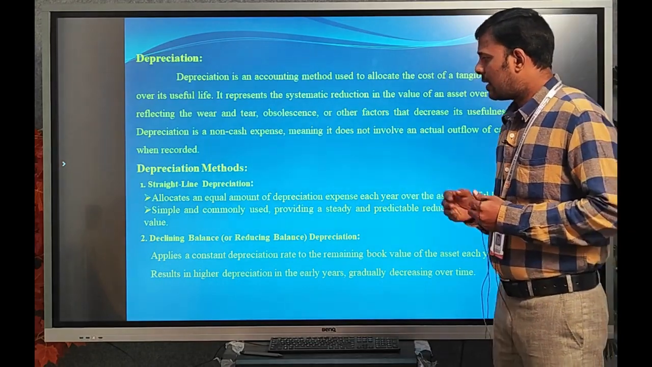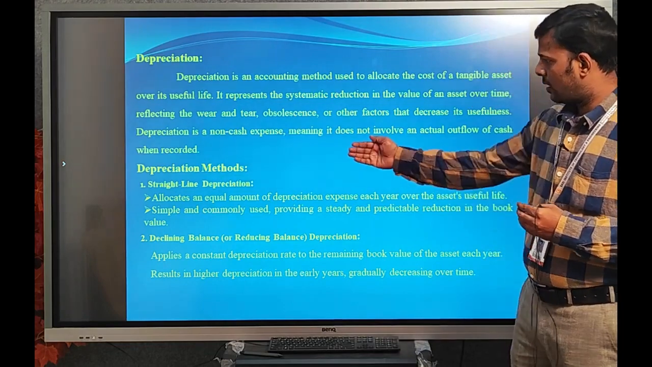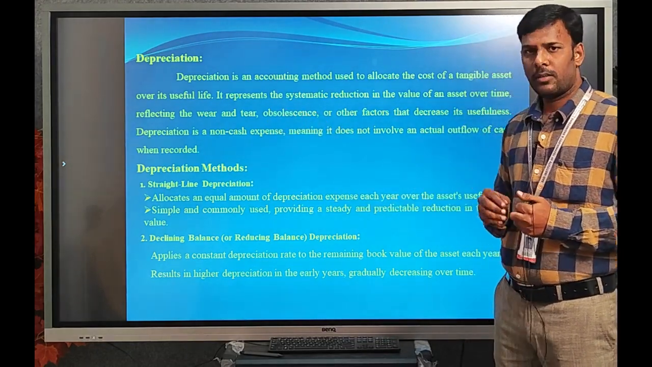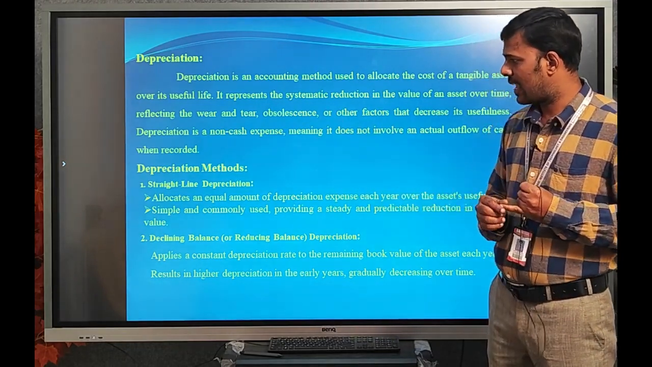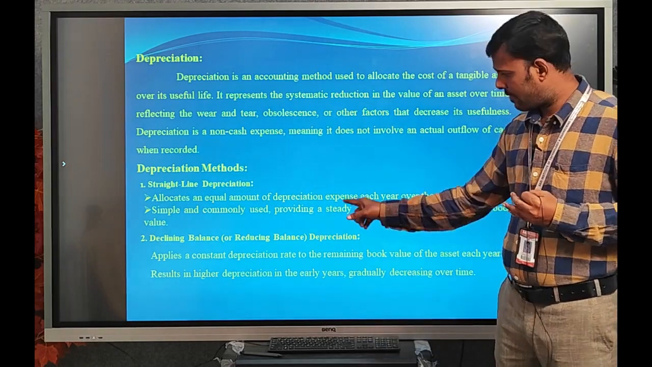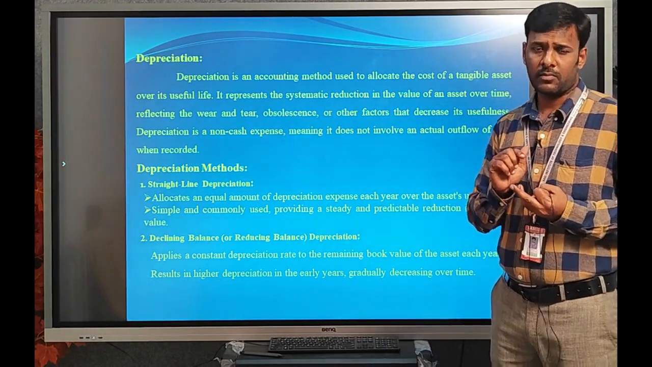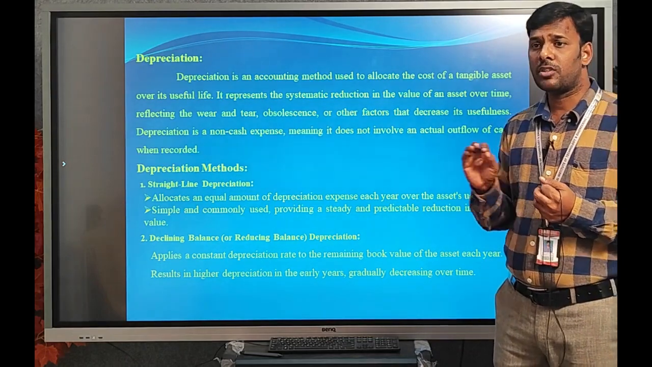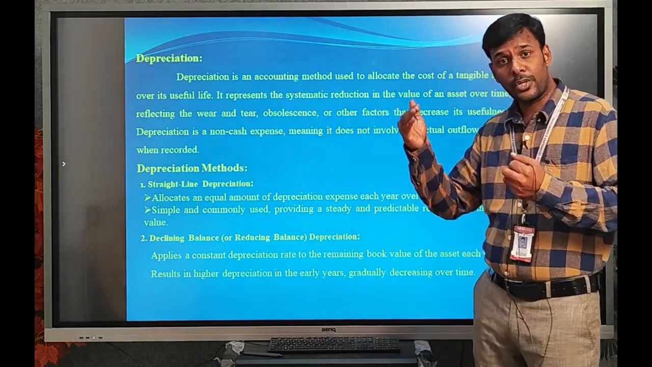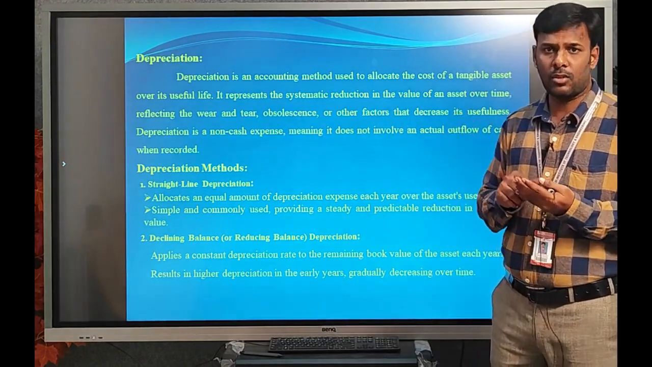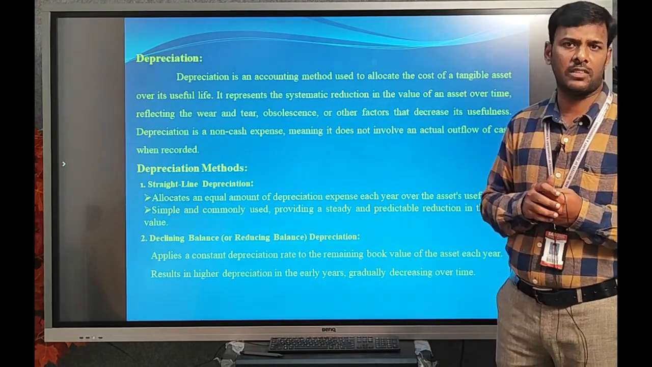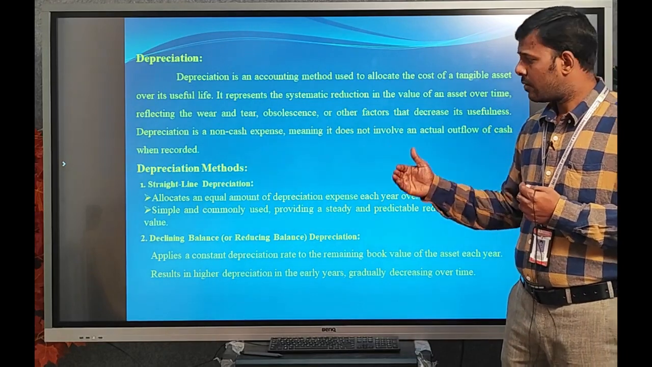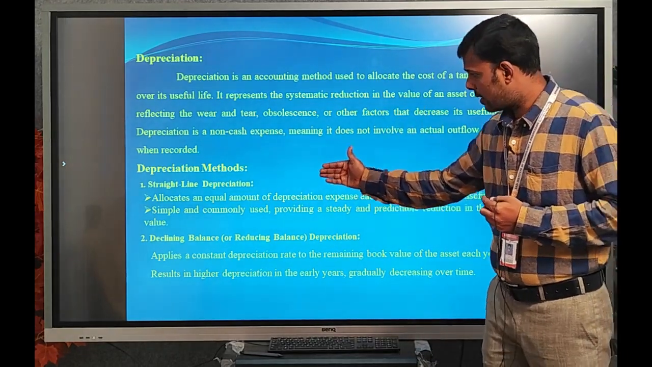Here we calculate depreciation in a different way. For example, in the straight line method, every year 10,000, 10,000, 10,000 up to 10 years we calculate the depreciation value. But in the declining method, for the same example, the machinery cost is 1 lakh, the depreciation is 10%, and the life of the machinery is 10 years. First year 10,000. From the 1 lakh, if we deduct 10,000 rupees, the balance is 90,000. From that 90,000, we need to deduct 10% depreciation, which is 9,000. From 90,000, if you deduct 9,000, 81,000 is there. From 81,000, 10% depreciation is 8,100. Likewise, we need to calculate depreciation in the declining balance method.